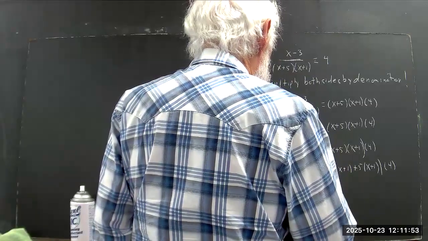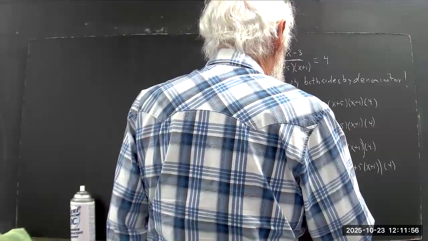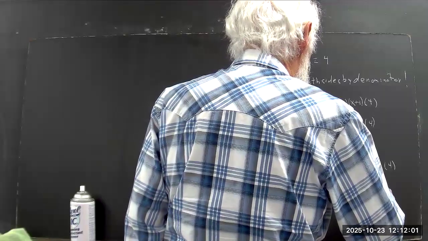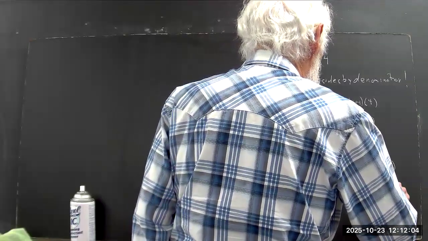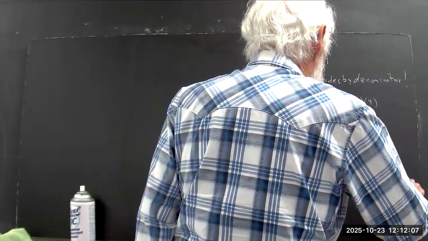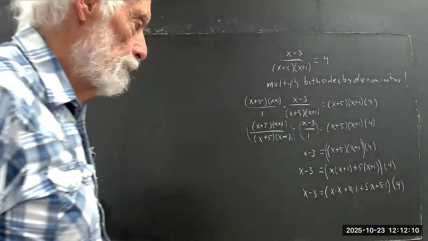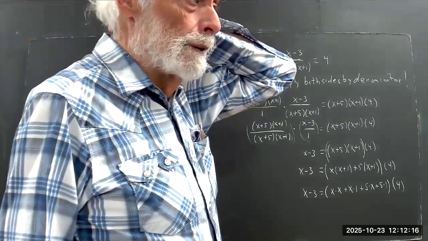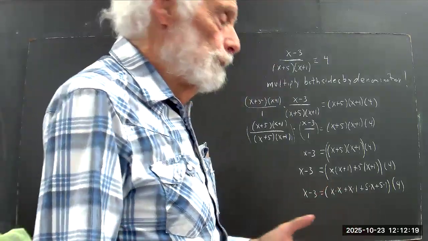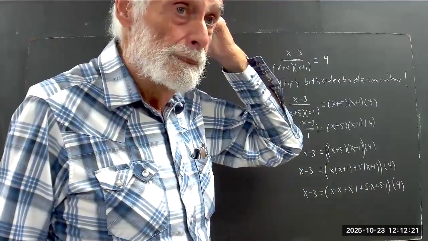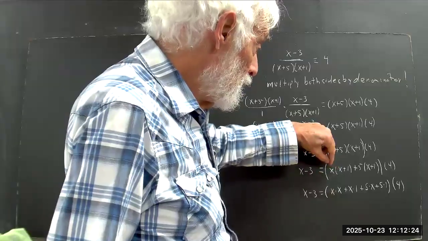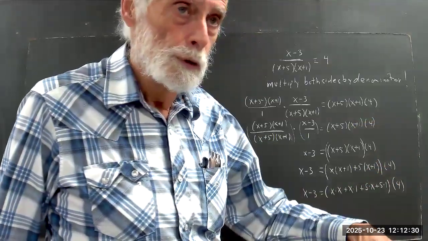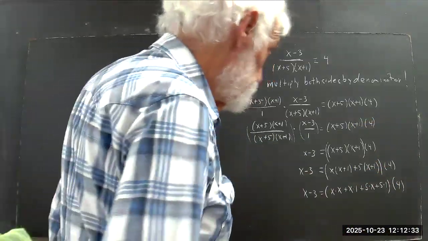We have x minus 3 then equals x times x plus x times 1 plus 5 times x plus 5 times 1, and that's multiplied by 4. And unless you're very experienced and very reliable in your ability to correctly expand these things, don't shortcut this step. X times x, there. X times 1, there. Reinforce what you're doing with the distributive law.